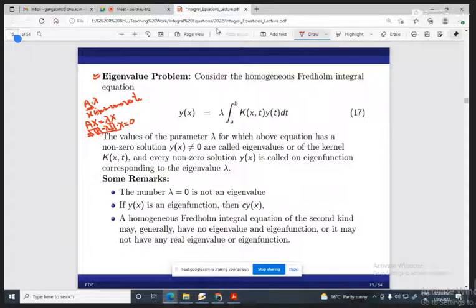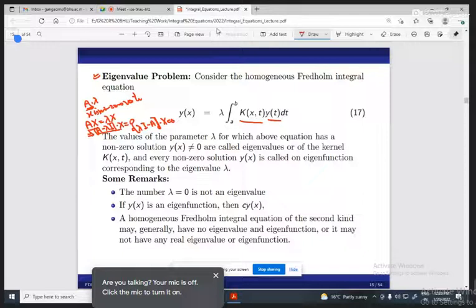Okay, so here, in this case, it is a homogeneous Fredholm integral equation. Do you agree? y(x) equals lambda integral from a to b K(x,t) y(t) dt. It is homogeneous, do you agree? This equation can also be written as (lambda I minus A) x equals 0. Can I write this one?